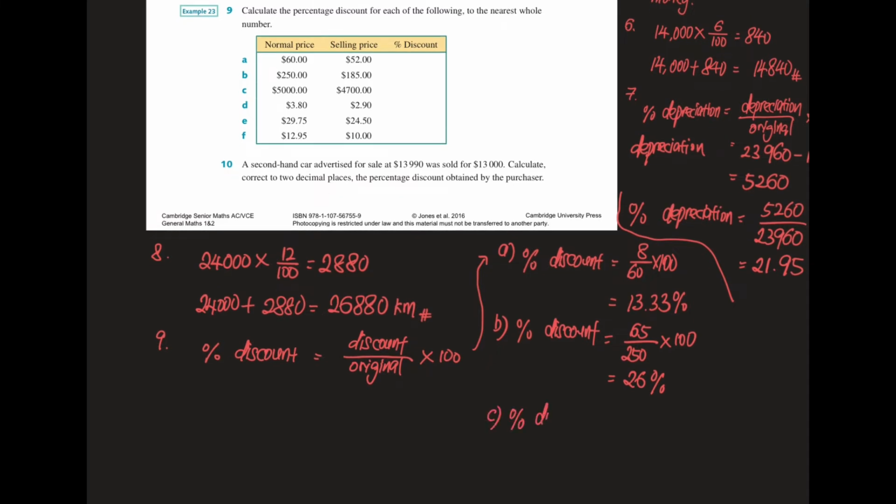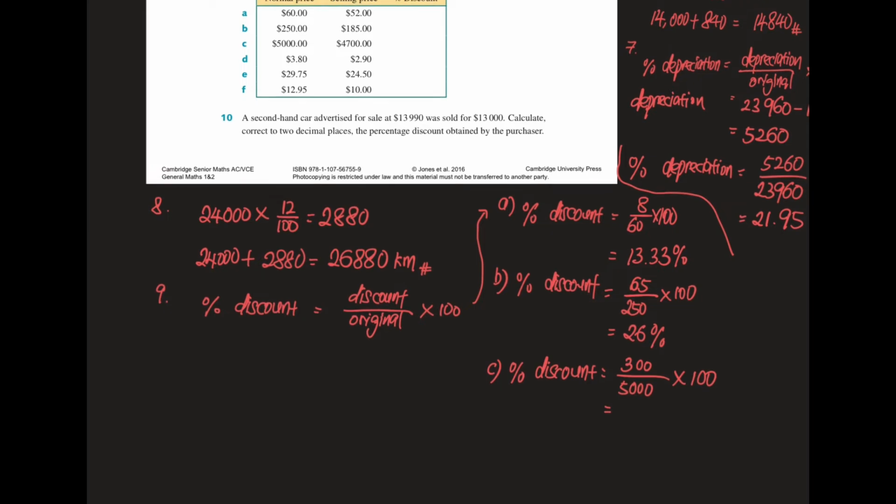C, percentage discount for C. First we find the difference. 5,000, 4,700. We minus them to get the difference. So 300 is the difference. So that is the discount, 300 over original price 5,000 times 100%.